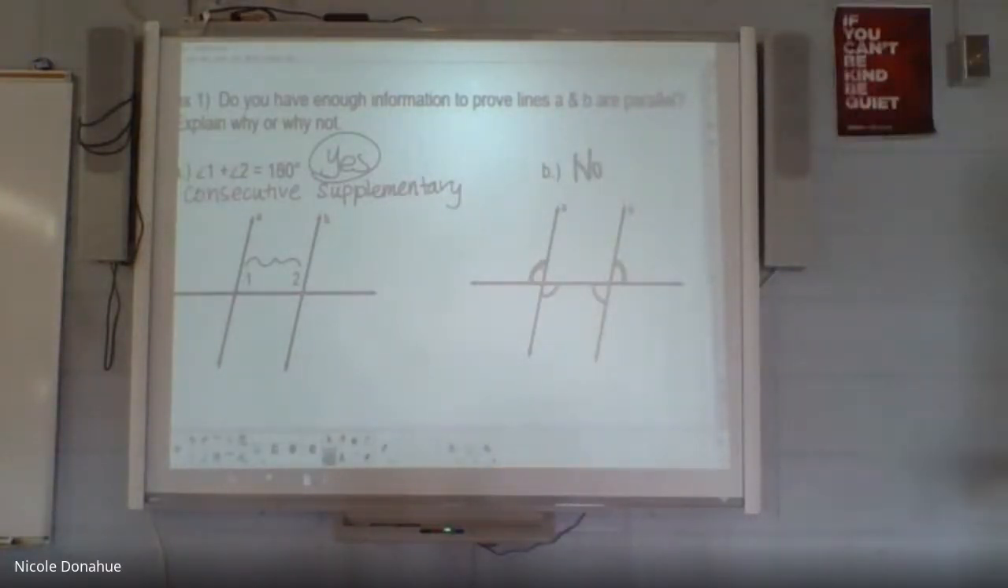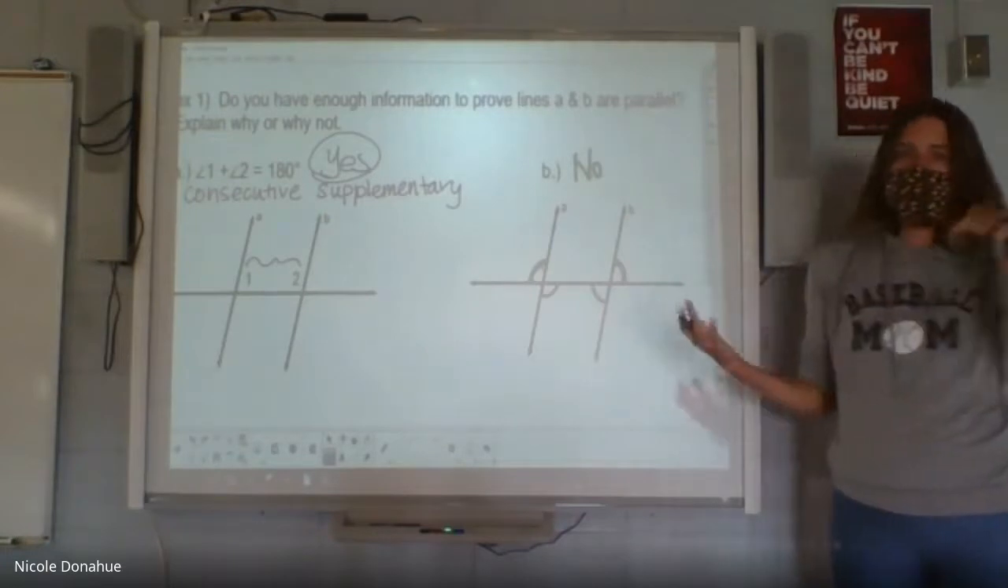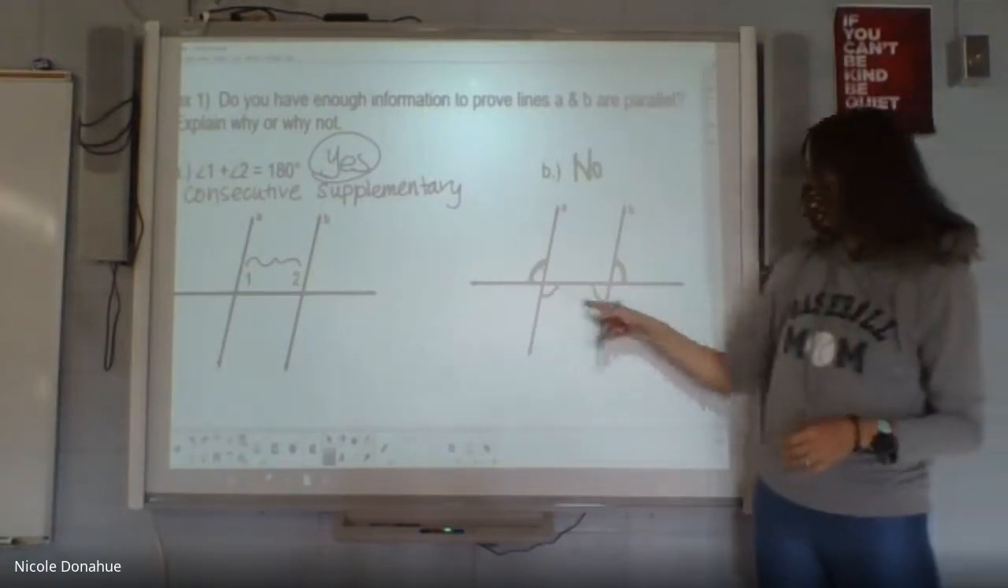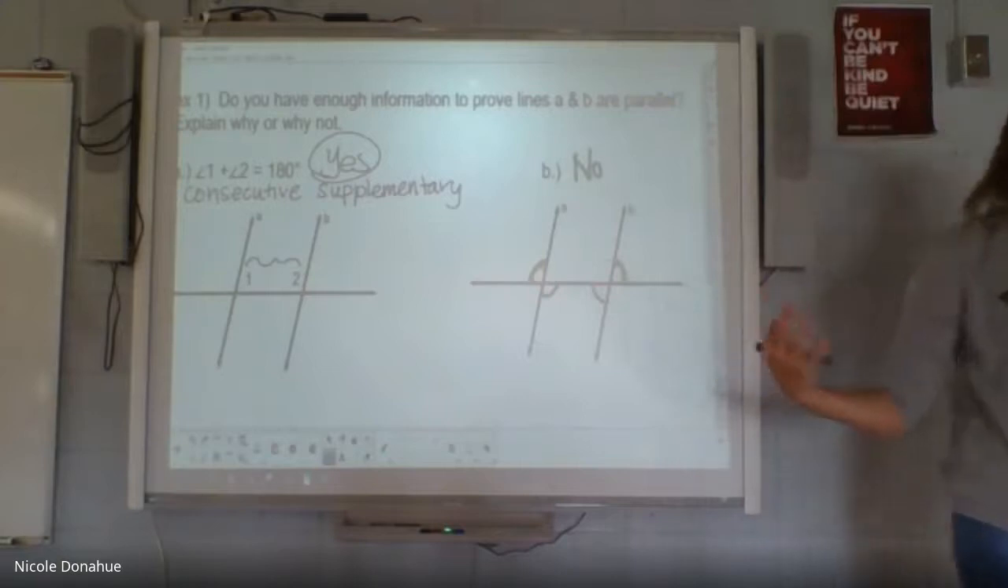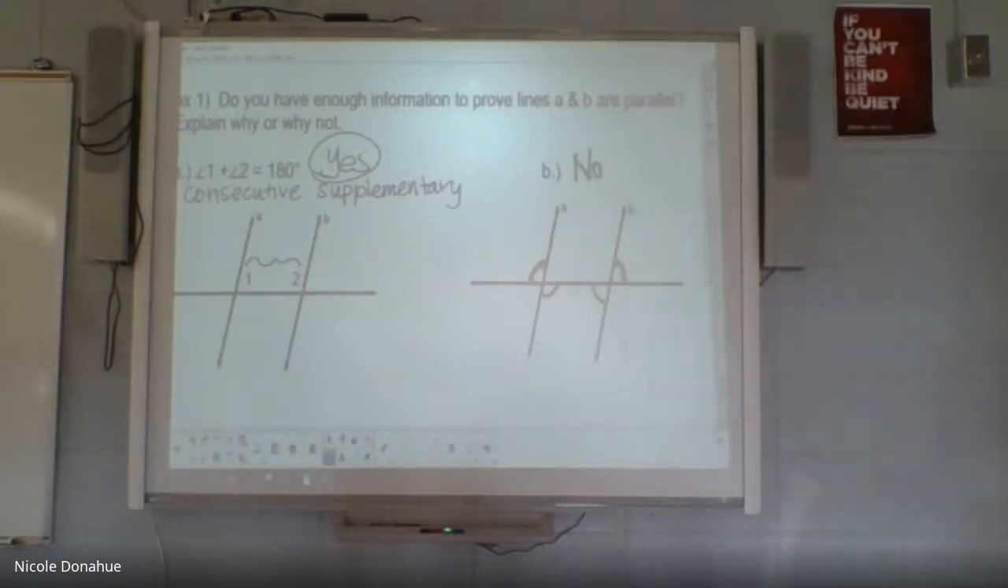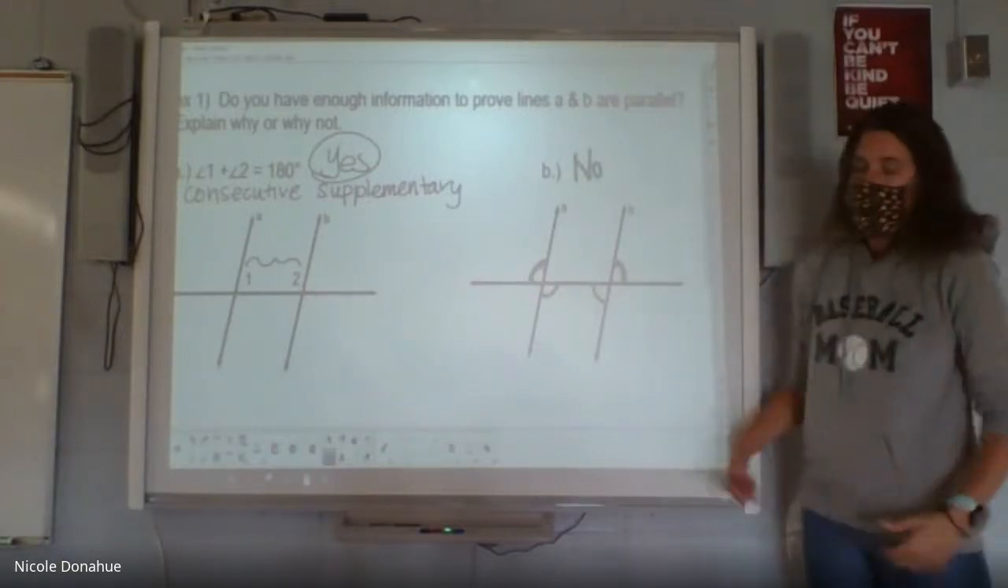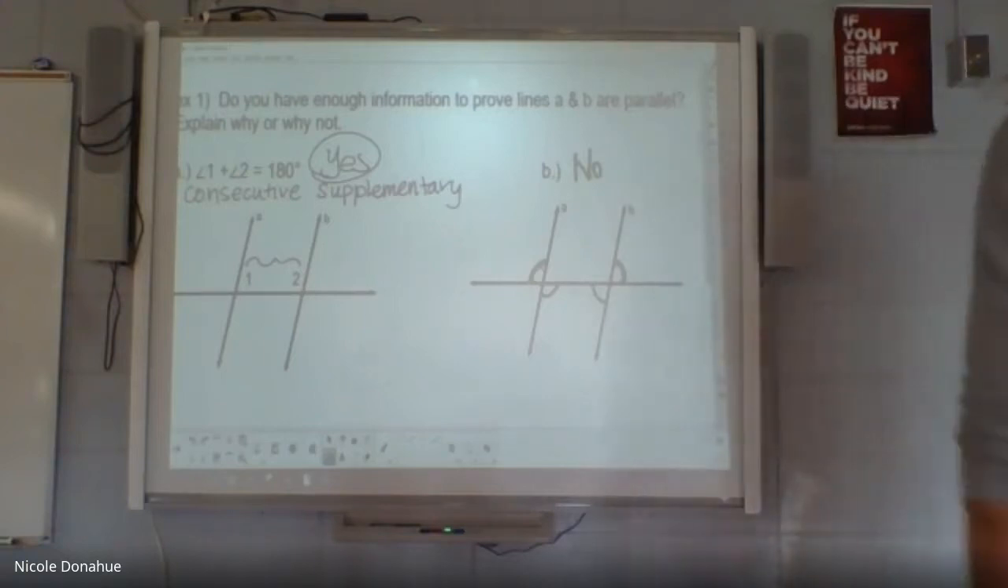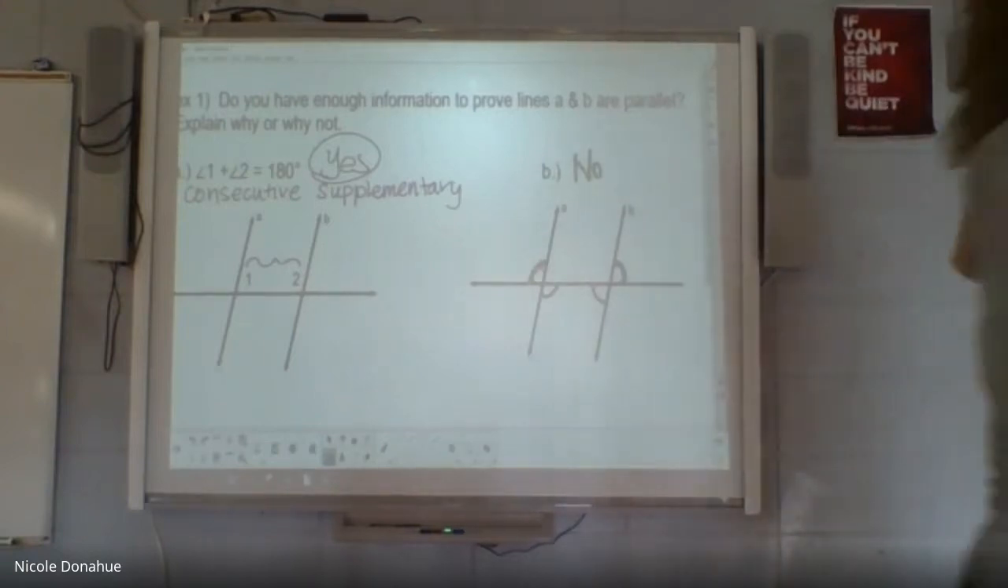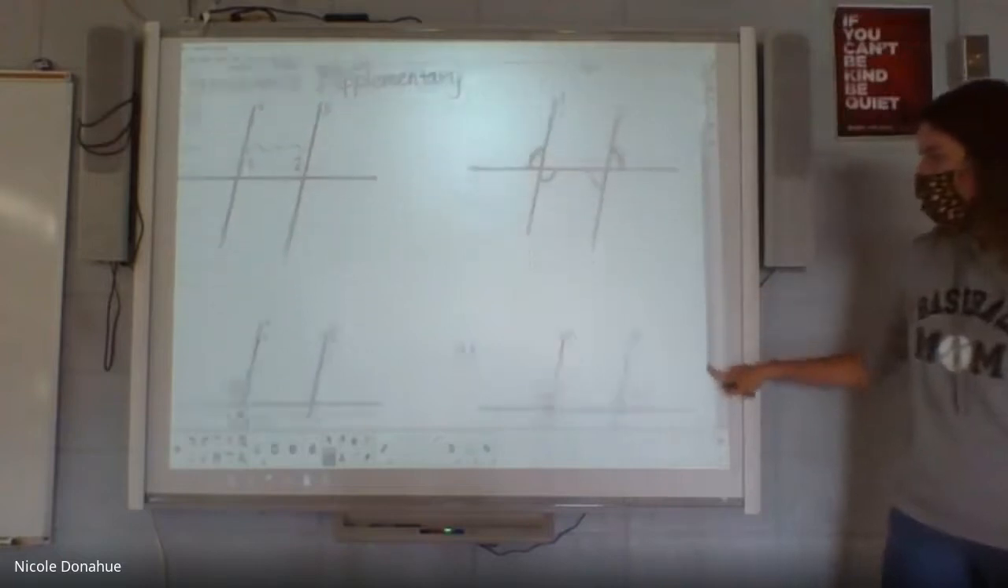All right, so no, because basically in this case, there's no rule that says that these angles have to be equal in order for those lines to be parallel. So this one's a no, we don't have enough information, okay? So down to letter C.